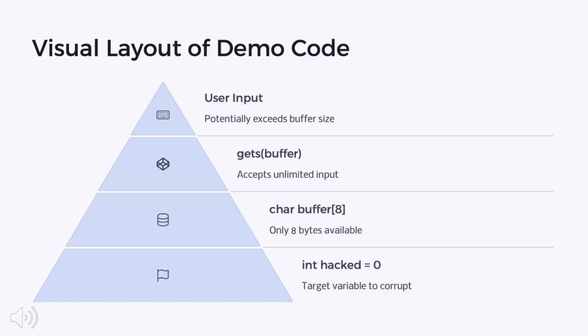Let me show you the layout of our demo program. We define a small character buffer of 8 bytes. Right after that, we declare an integer variable called hacked initialized to 0. Then we read user input using gets. If we enter too much data, it can overflow the buffer and overwrite the value of hacked.